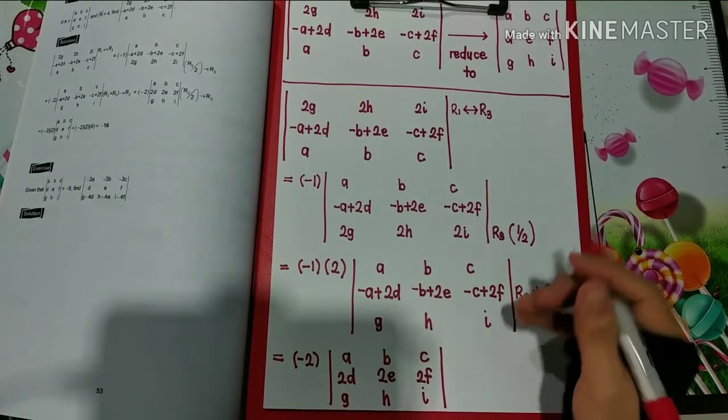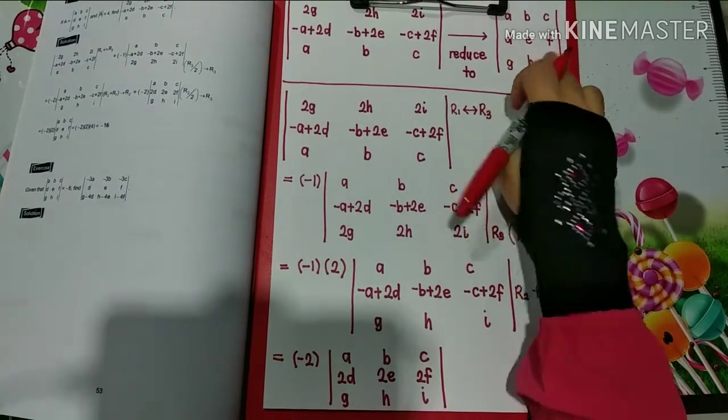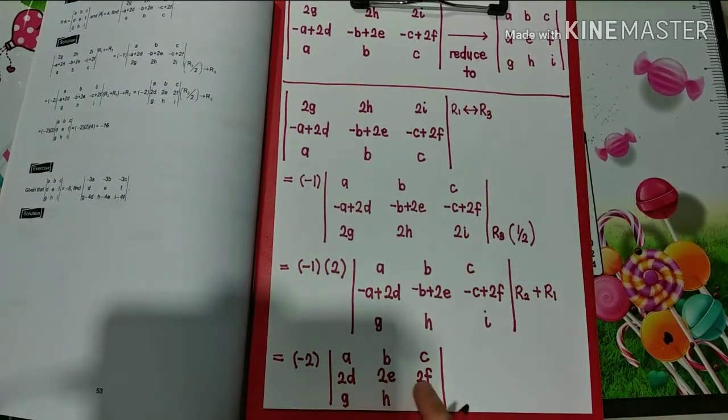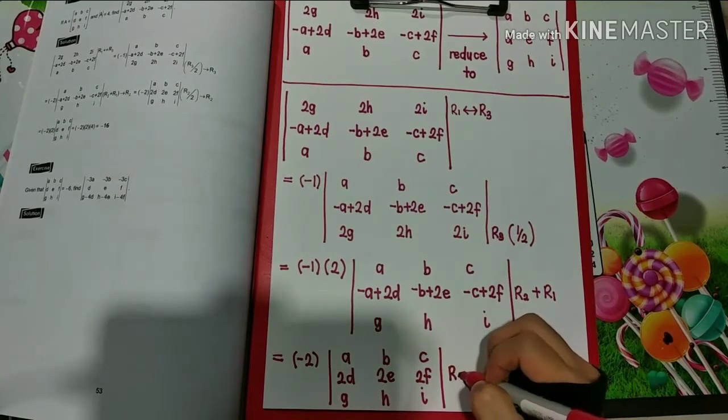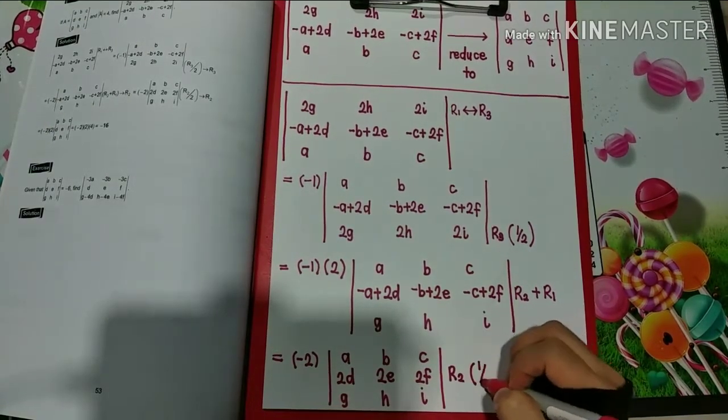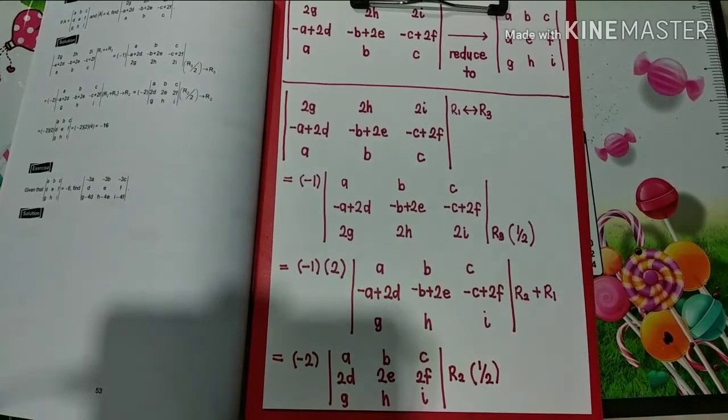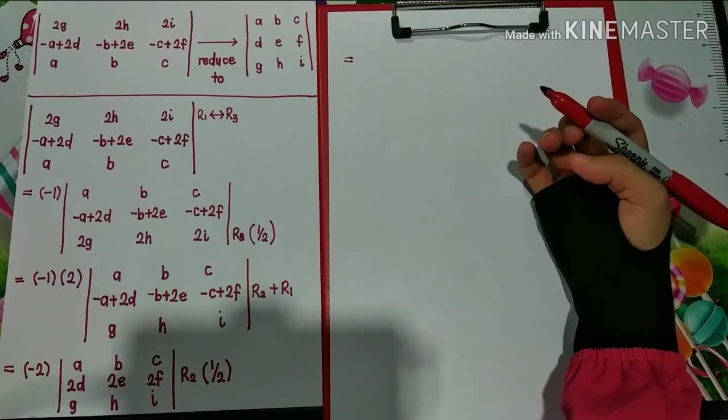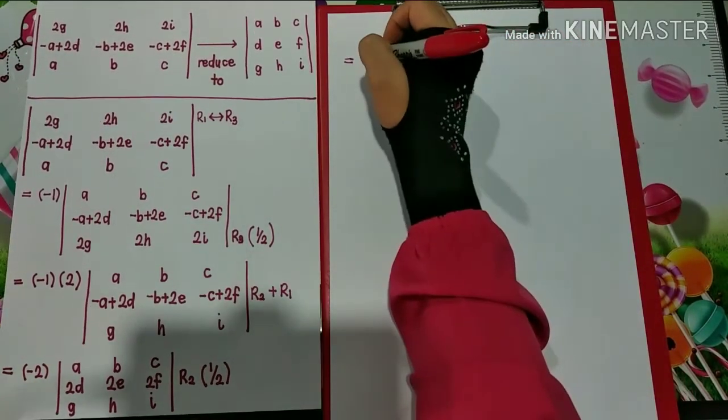Okay. So now you check again. DEF. Now you have 2D, 2E, 2F. So you need to cancel out 2. So what we need to do to cancel out 2 here? So R2 here, you multiply with 1 over 2. Okay, so you copy negative 2 first here.